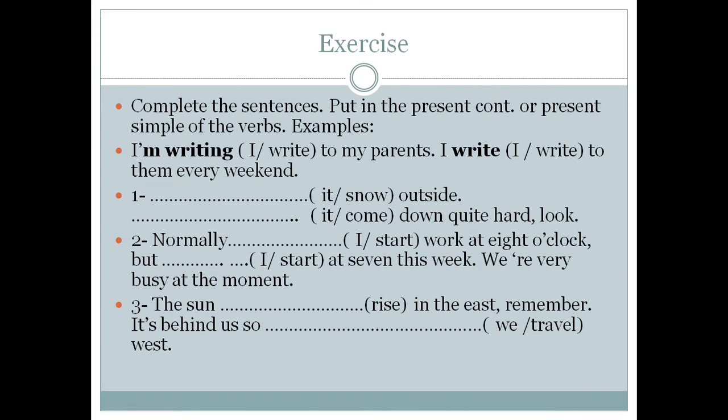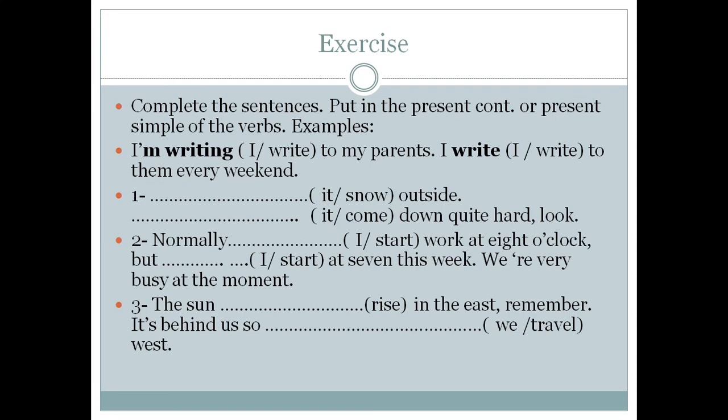Now we have an exercise. Complete this sentence. Put in the present continuous or present simple of the verbs. Examples: I'm writing to my parents. I write to them every weekend. Number 1. It snows outside. So, when you read this sentence, what can you understand from it? Is it an action going on at the moment of speaking, or is it a repeated one?